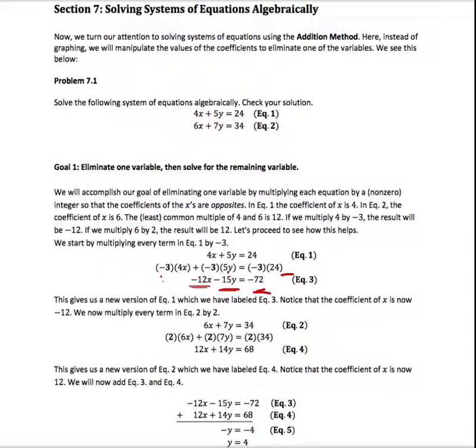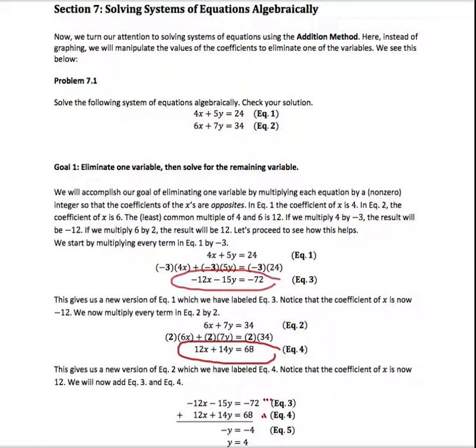negative 72. And we take the second equation and we multiply the whole equation by positive 2. So we have 2 times 6x is 12x, 2 times 7y is 14y, and on the right side we have 68. Instead of the original equations, we take these modified equations and add.